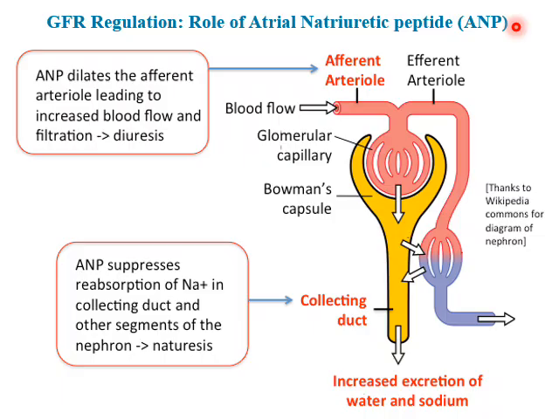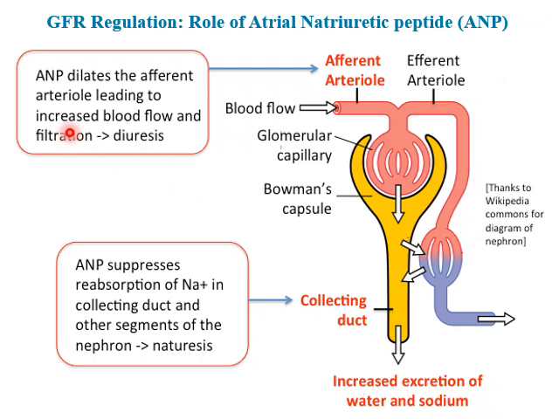The effect of this peptide, produced by the atrium of the heart, is to promote vasodilation of the afferent arteriole. The afferent arteriole is going to dilate, and it also inhibits the release of renin and aldosterone. Eventually this leads to increased glomerular filtration rate and urine production, which lowers blood volume and systemic blood pressure.